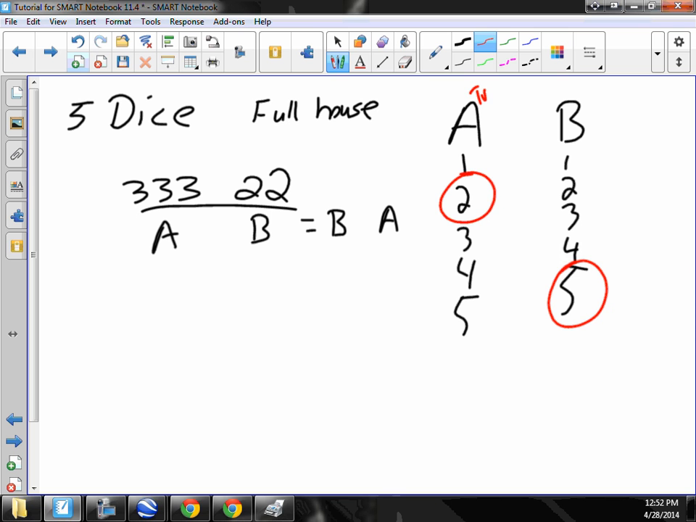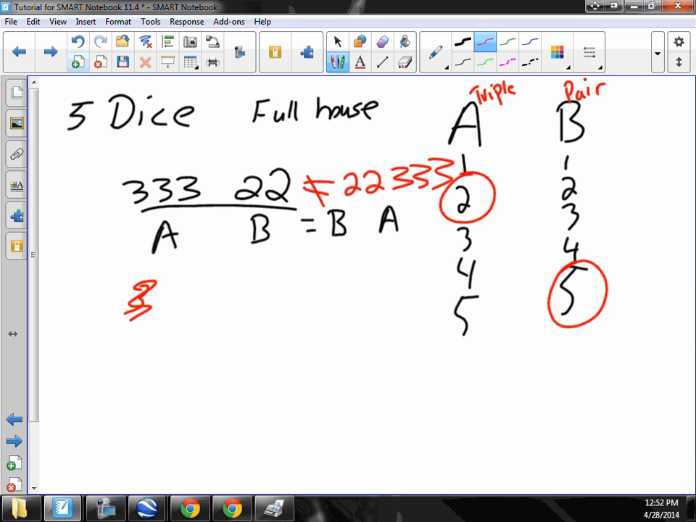So if this is my triple and this is my pair, are those interchangeable? No. 3, 3, 3, 2, 2 does not equal 2, 2, 3, 3, 3. Or you could look at it the other way: 2, 2, 2, 3, 3. Either way. But you see how when the groups are different sizes, you don't create duplicates?